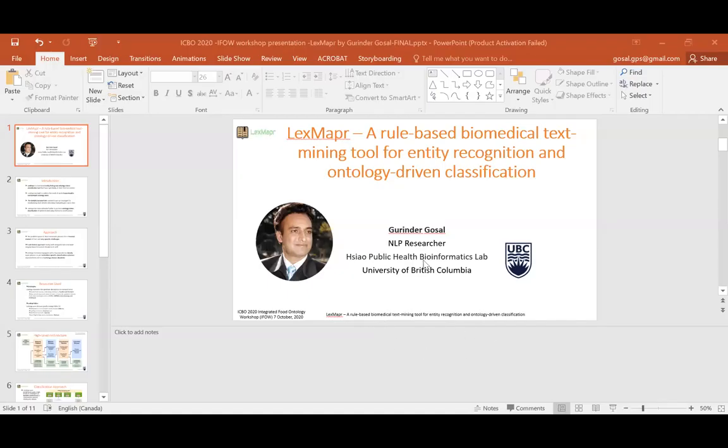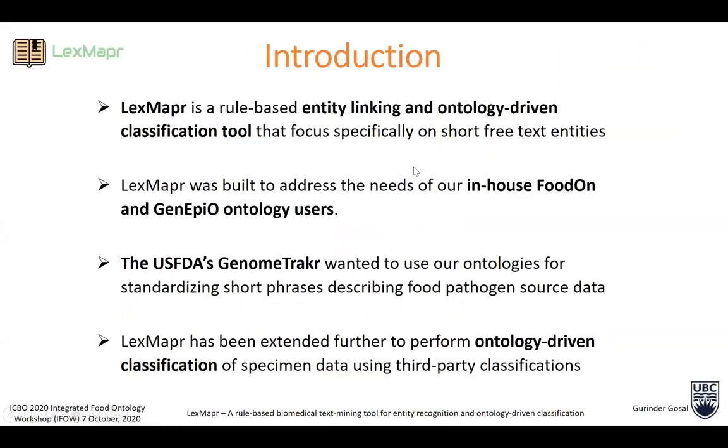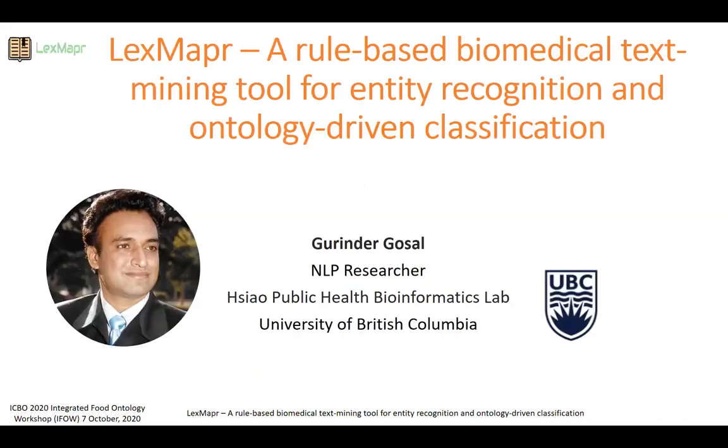Gurinder is a researcher, academician, and computer professional with more than 18 years of experience. He's earned his master's and PhD in computer science. For the last 2 years, he's been working at the SEO lab at UBC. He's been contributing as an NLP and semantic technology researcher there and leading the LexMapper project for developing a rule-based text mining tool that parses short free text sample metadata. It maps the identified entities to terms from selected domain ontologies and classifies these as per institution-specific classification schemas. Gurinder is also leading a task to provide NLP-based harmonization tools by focusing on the narrative contents.